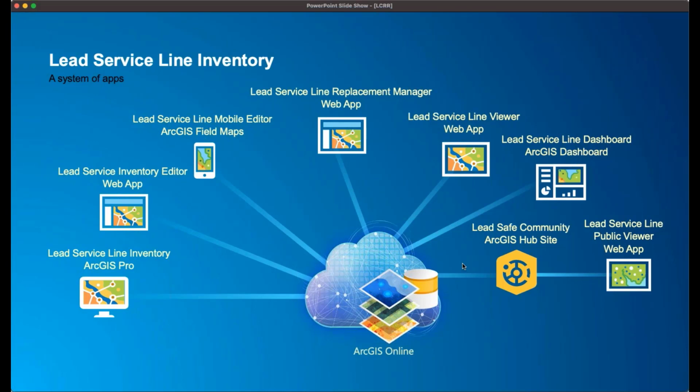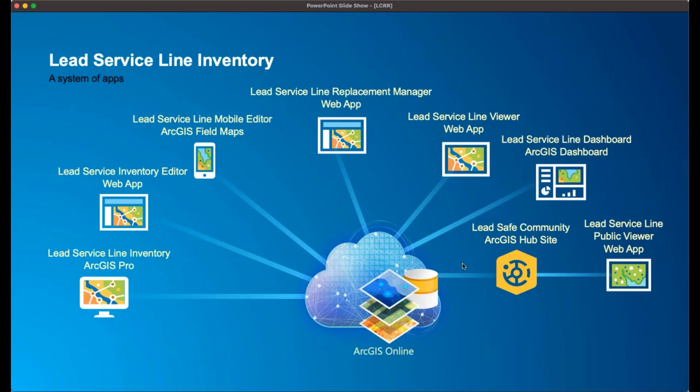We're also providing a lead service line viewer web app that is a view-only application that allows anybody in the utility, again with the appropriate permissions, to be able to view any of your service line information and also be able to see where replacement activities are happening. We're providing a lead service line dashboard, and that's aimed at managers and executive directors that gives them a view into your compliance activities so that they can appropriately manage both your organization's inventory activities as well as your replacement activities to make sure that you're in compliance. And lastly, we're providing a lead safe community ArcGIS hub site.